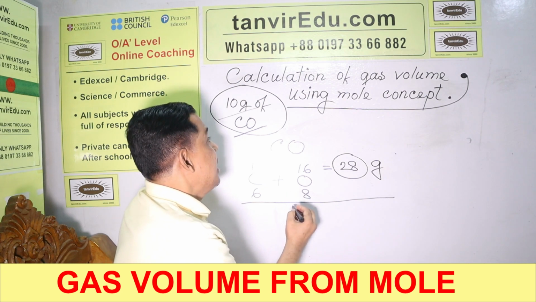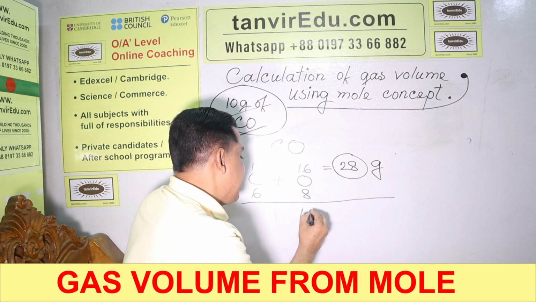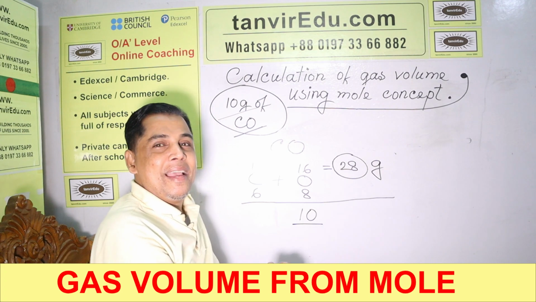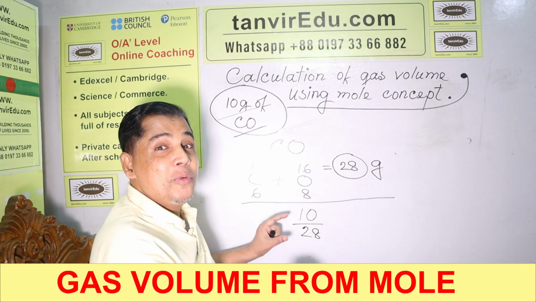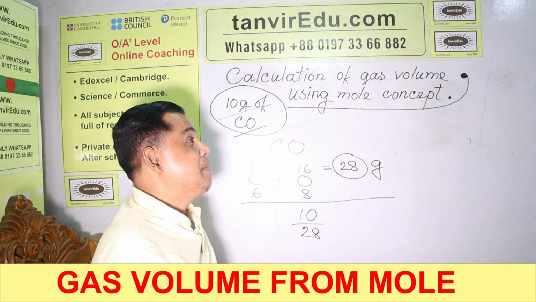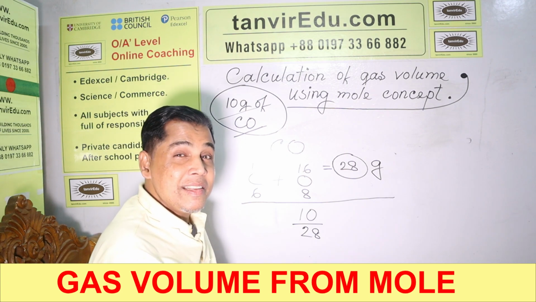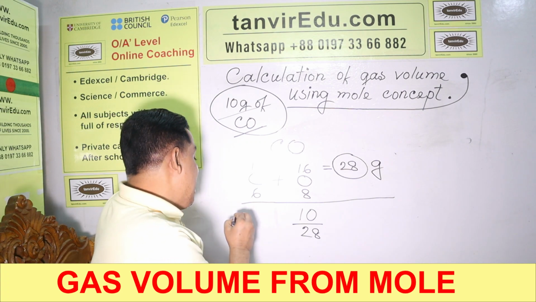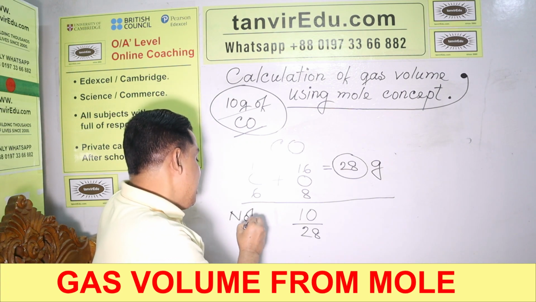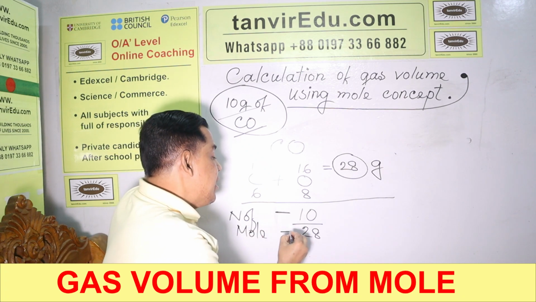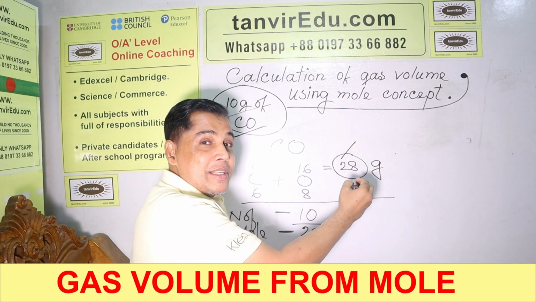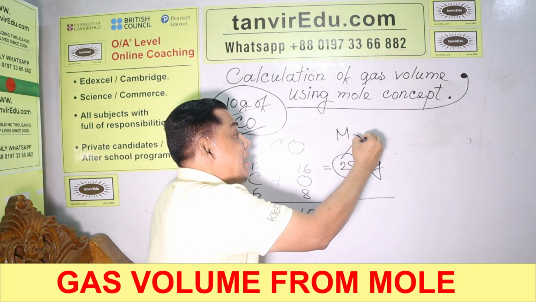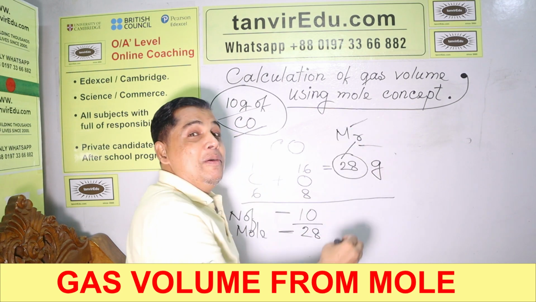Fine. My target is now the given mass. Given mass is 10. Are you watching? 10 is given, and the moles number is 28. Why are we dividing? Because this is the given formula: number of moles is equal to given mass divided by MR, the relative molecular mass.